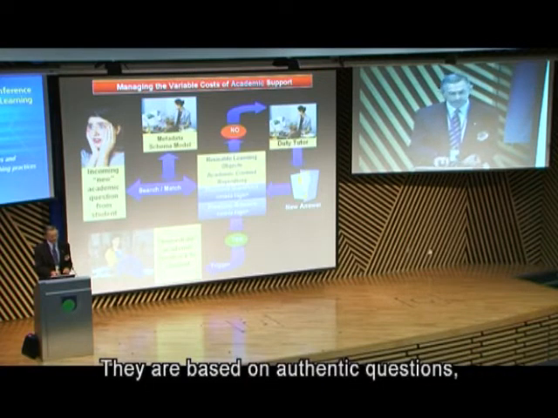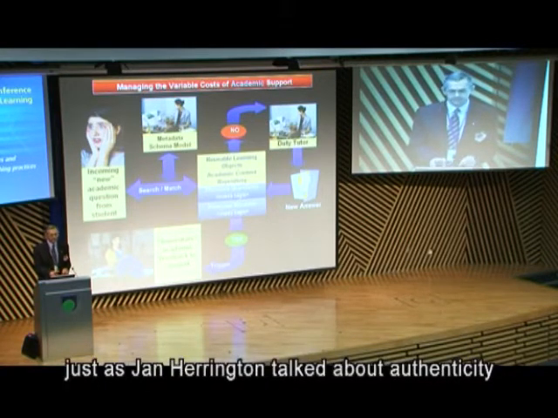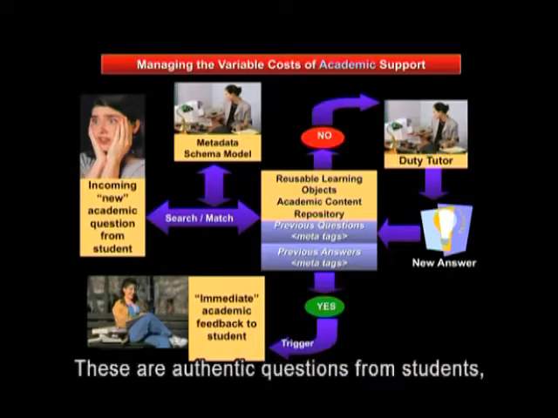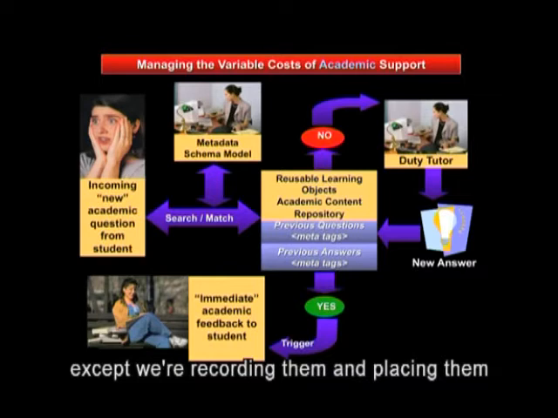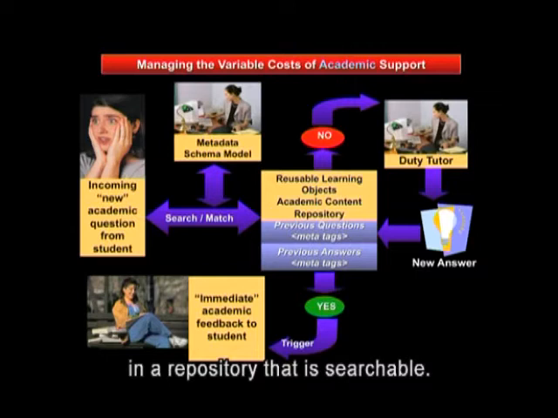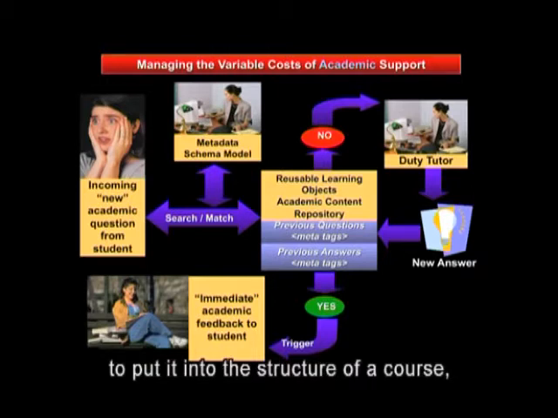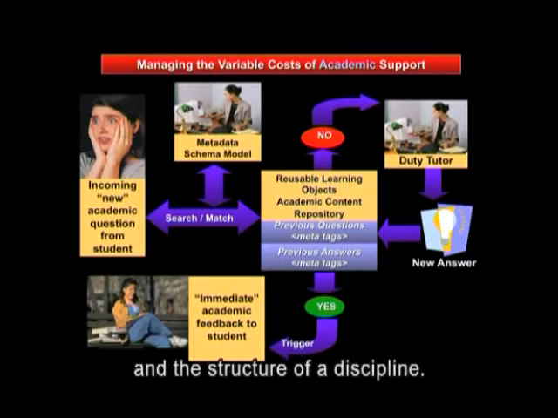And they're based on authentic questions, just as Jan Harrington talked about authenticity in the first day. These are authentic questions from students, and they're authentic answers from academic staff, except that we're recording them and placing them in a repository that's searchable. The metadata schema model is a requirement at the moment to put it into the structure of a course and the structure of a discipline.